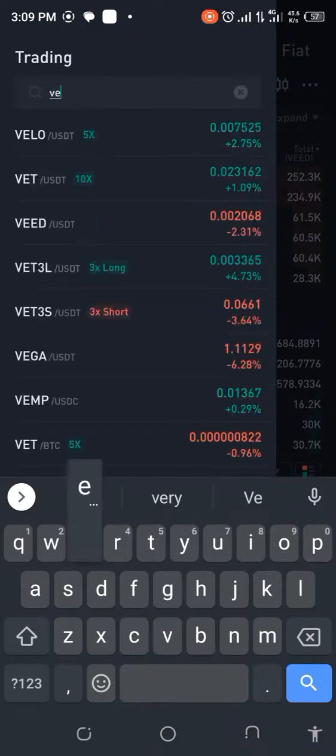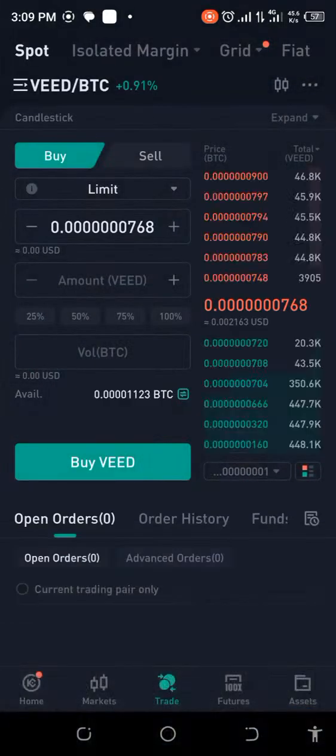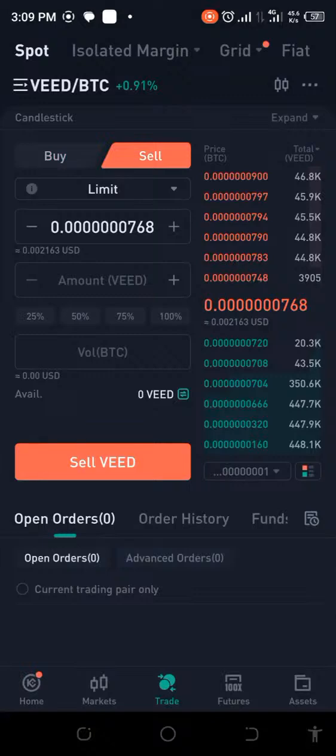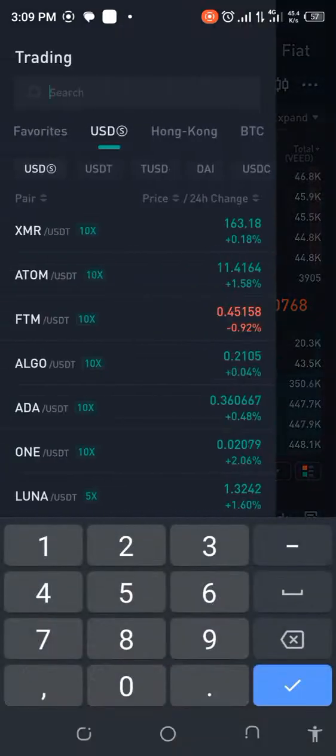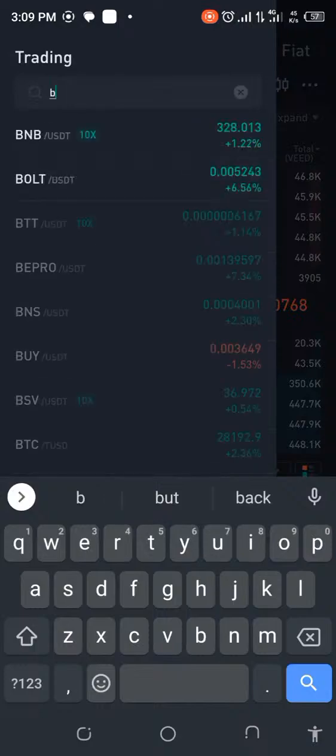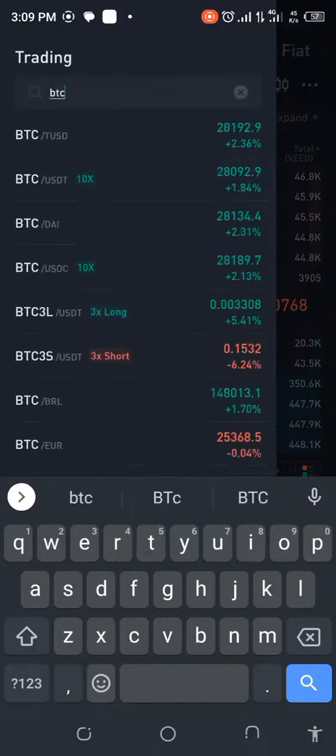So we'll go to VEED BTC, all right, and then we sell and try to see how much we can get. This is just a basic simulation, right? No using of the order book or anything for now. We just want to even check whether what we'll get will actually be worth it. Let's go ahead and see that.